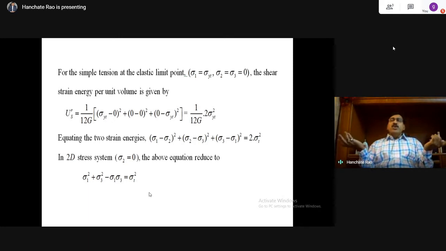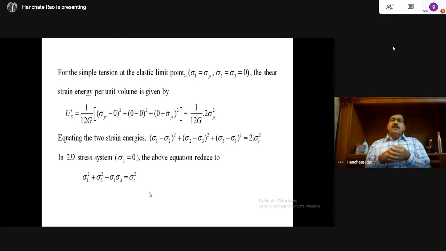Stress at the elastic limit is sigma yt, Young's modulus is E. What is strain in simple tension? Stress by Young's modulus. So, what is the maximum shear stress due to principal stresses? It is sigma 1 minus sigma 3 by 2, the major principal stress minus the minor principal stress. So find out the difference between principal stresses, halve it, which is the maximum value, and take that. That is the governing equation.